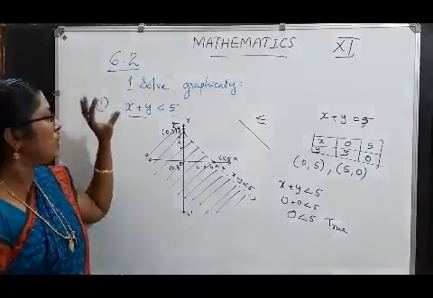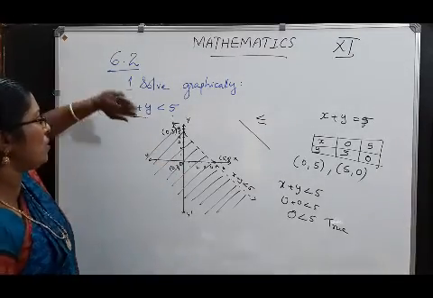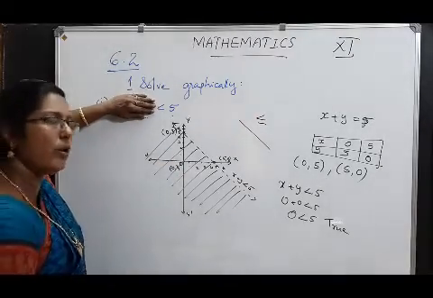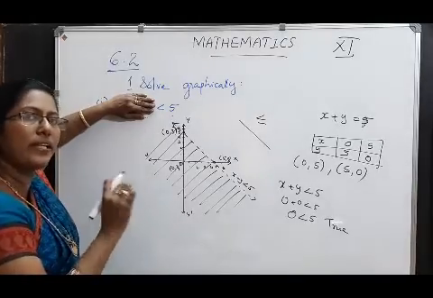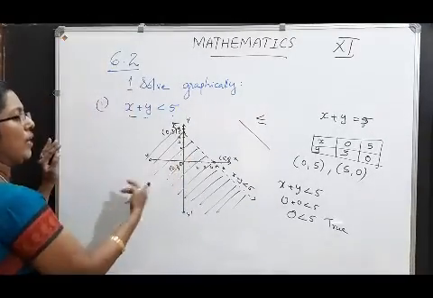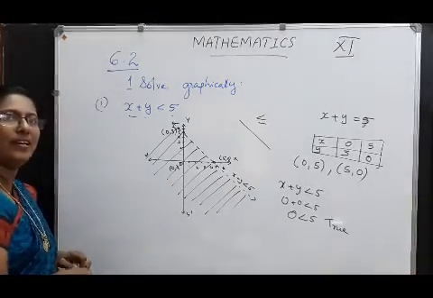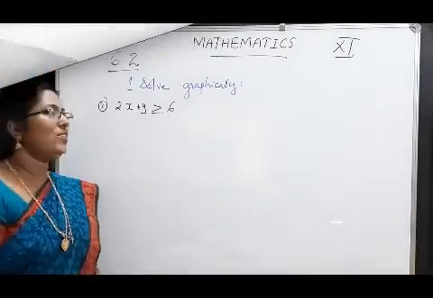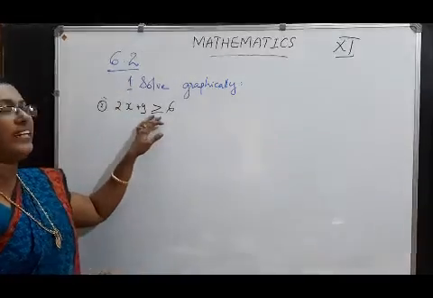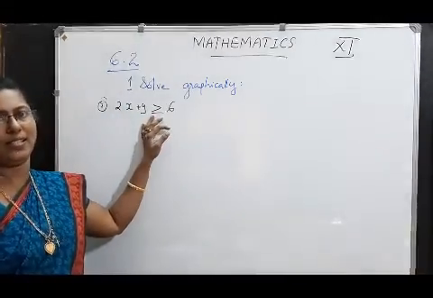So substitute x and y as 0. 0 less than 5, the statement is true, so the region is included. This is the region. Okay, the next question, the second question: 2x plus y greater than or equal to 6.